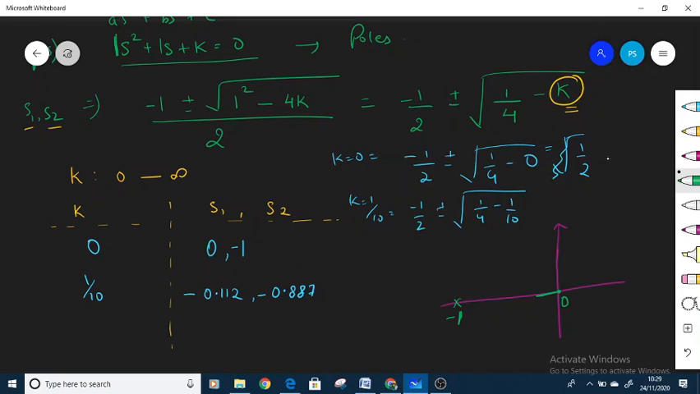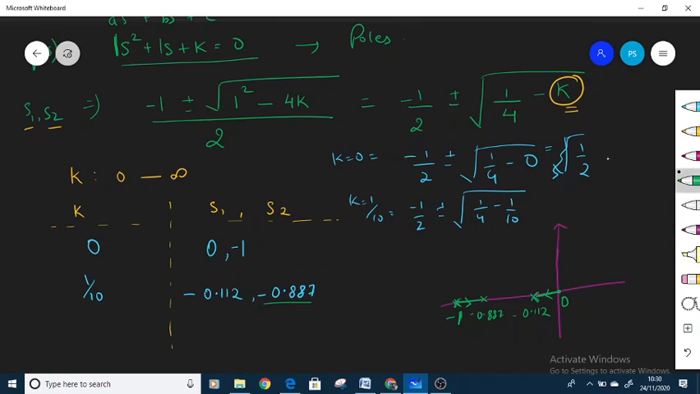So this pole shifts to the left hand side, and the value over here is minus 0.112. So the pole's location has shifted to this point, minus 0.112. Similarly, this S2 pole that you had has shifted from minus 1 to this point, that is minus 0.887. Okay. So this pole has shifted to the right, and this pole has shifted to the left.